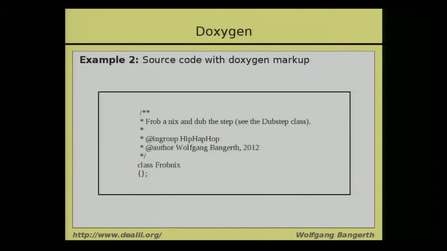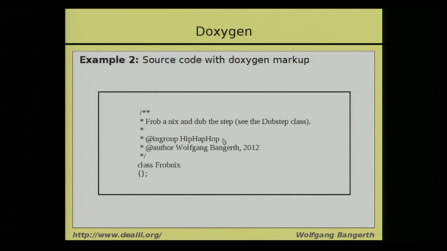Here's a second example. Let's say I have a class Frobnix, one of the classic names of classes in code snippets. I'm going to document what exactly it does. I'm going to reference another class called dubstep that I'm just going to introduce here.